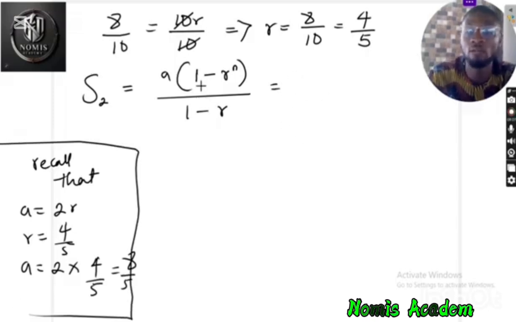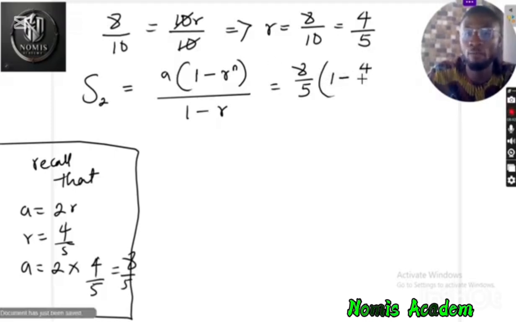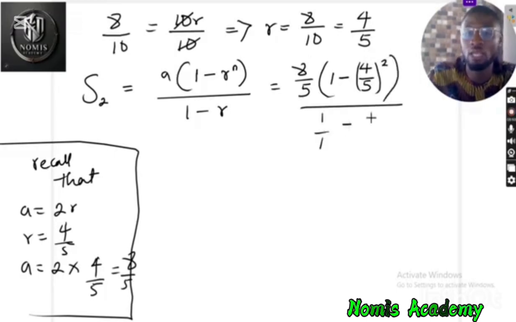So we now have our A to be 8 over 5, so this will be 8 over 5, open bracket, 1 minus, what is our R? 4 over 5. And what is our n now? 2, because we are looking for the sum of the first two terms. So generally we will now close bracket, all over 1 minus the R, which is 4 over 5.